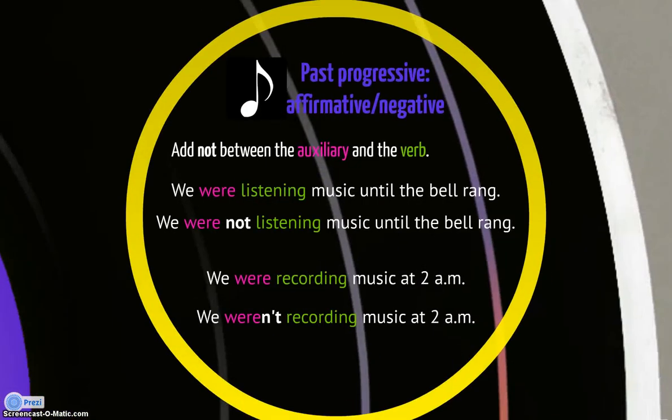The past progressive. The affirmative and negative form. Add not between the auxiliary and the verb. For example, we were listening music until the bell rang. We were not listening music until the bell rang. Or another example, we were recording music at 2 a.m. We weren't recording music at 2 a.m. In this case, as you see, it is the contracted form.